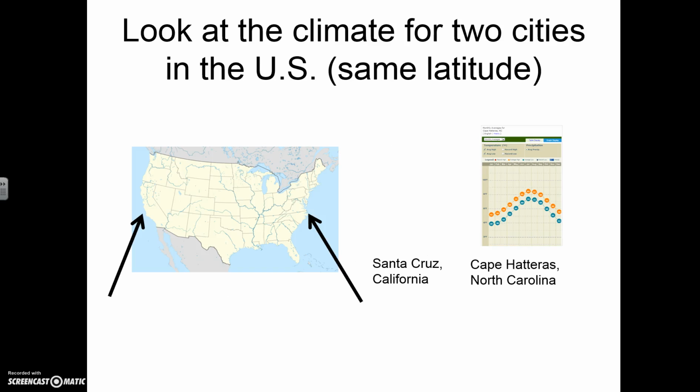If you look at the two cities in the U.S., Santa Cruz, California, which is off to the left, and North Carolina, California is pretty consistent, but it's actually a lot warmer, and then North Carolina is not consistent at all, but they're at the same latitude, so they're at the same distance away from the equator. So that means that the Gulf Stream current right here has a different effect on that area as opposed to California right over here.